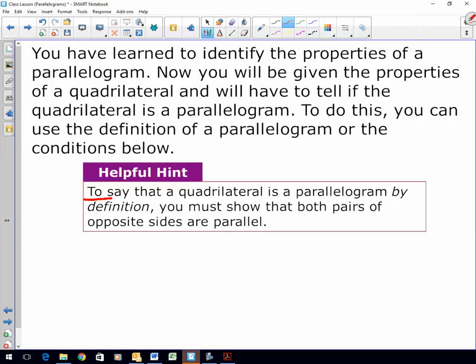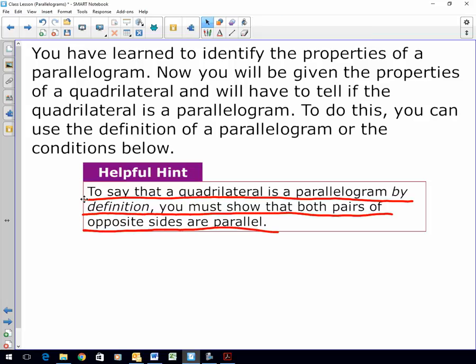Write this down. To say that a quadrilateral is a parallelogram by definition, you must show that both pairs of opposite sides are parallel. We're going to be given the properties of a quadrilateral. We're going to have to tell if a quadrilateral is a parallelogram. We're going to use the definition of a parallelogram or the conditions that we're going to go over.